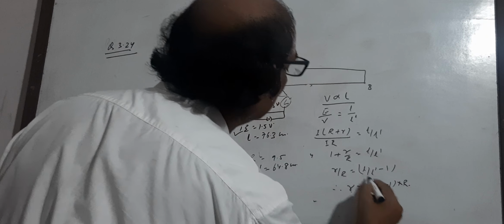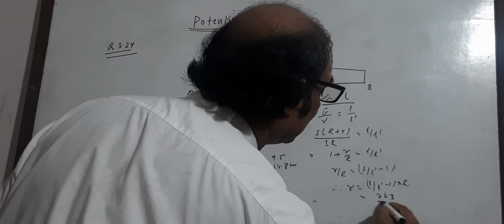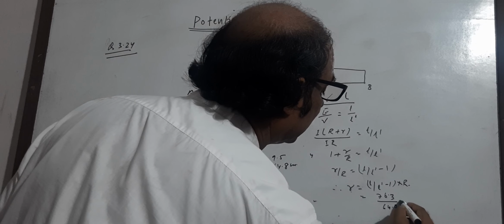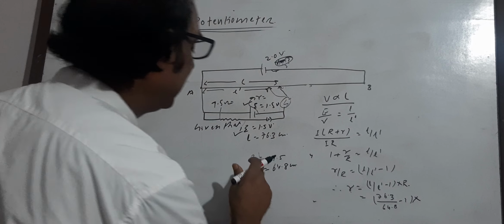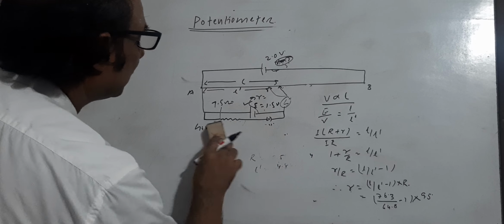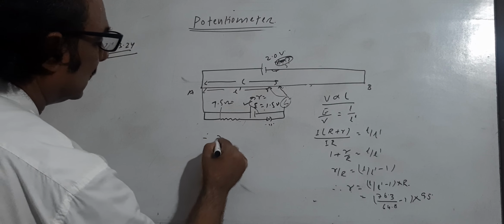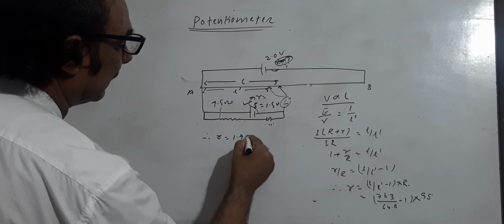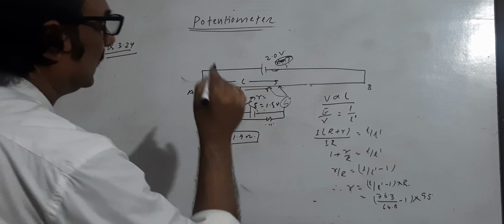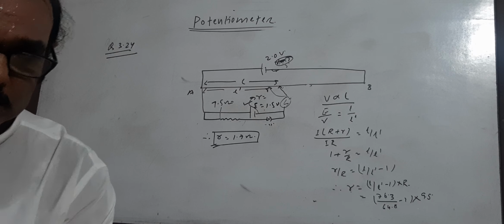Now substituting the values, 76.3 by 64.8 minus 1 into capital R 9.5. The calculation gives the internal resistance r equal to 1.7 ohm. So in this way, the potentiometer can be used to find the EMF of the cell, the internal resistance of the cell, and comparison of cells. Thank you very much.